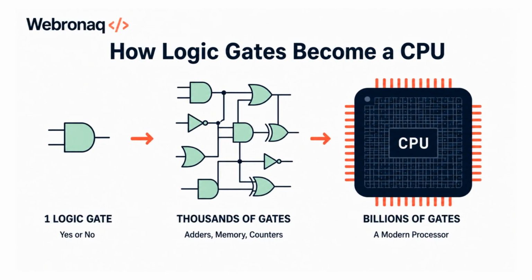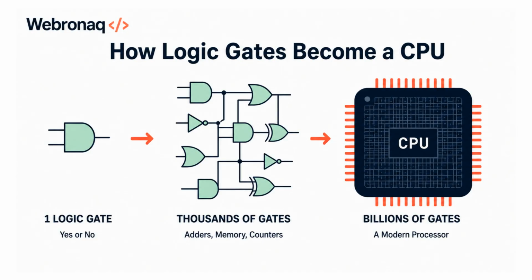So now, zoom out with me for a second. One logic gate on its own can only answer one tiny yes or no question. Pretty boring, right? But here's where it gets wild. When you connect a few gates together, you can build something that adds two binary numbers. That's called an adder. Connect a few more, and you can build something that remembers a 1 or a 0. That's a memory cell. Connect thousands of these together, and you've built a calculator. Connect millions, and you've built the unit that runs instructions and does math inside a processor.